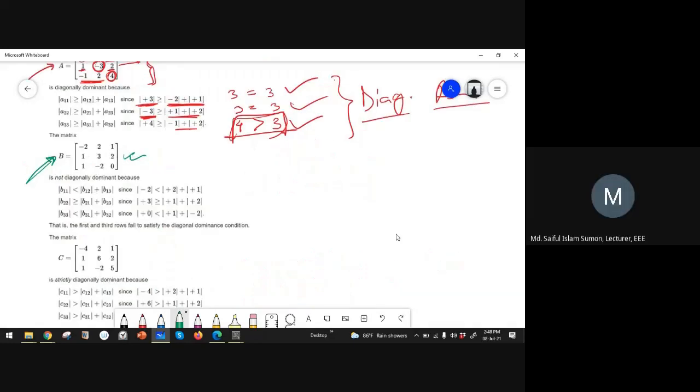Now the next one, no, it's not diagonally dominant. For the first row, this condition is not fulfilled. For the first row, this is the diagonal element, so the absolute value is 2 and the sum of the non-diagonal elements is 3. So this is less than 3. The first condition is not fulfilling. So directly we can say that this is not diagonally dominant.